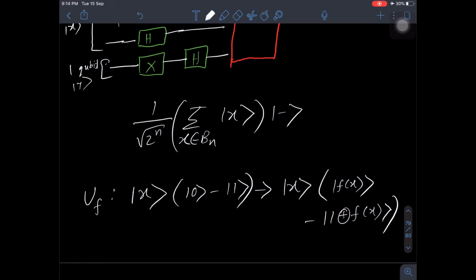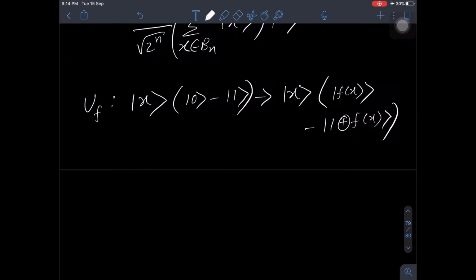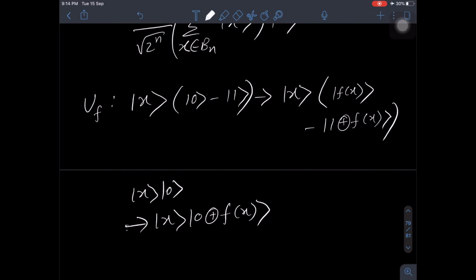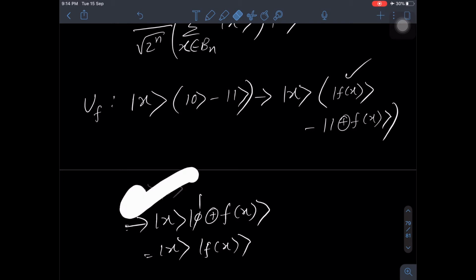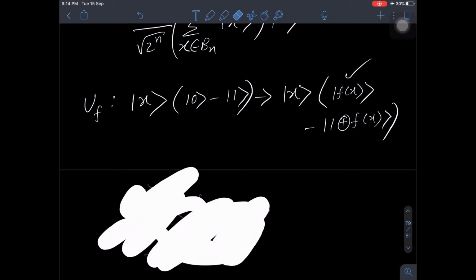All right, because this is a linear map, you can divide it into two parts, and the first one will be mapped to x and 0 XOR f of x, and 0 XOR f of x is nothing but x and f of x. Okay, so this is the first term here, and similarly you can do it for the second term, and you will see that you'll have a 1 here, just nothing else. Okay, so I hope this is clear to you.